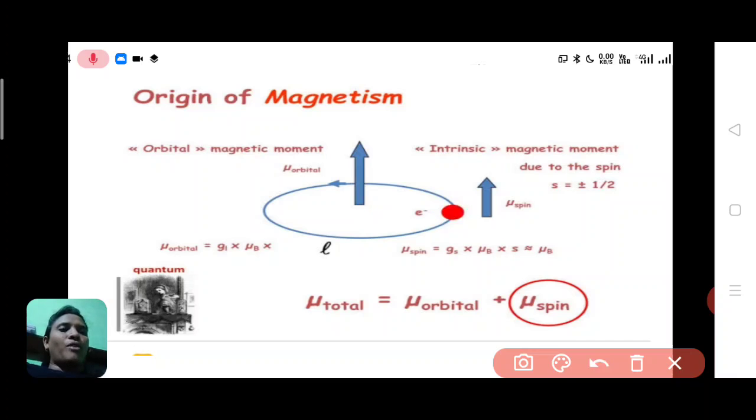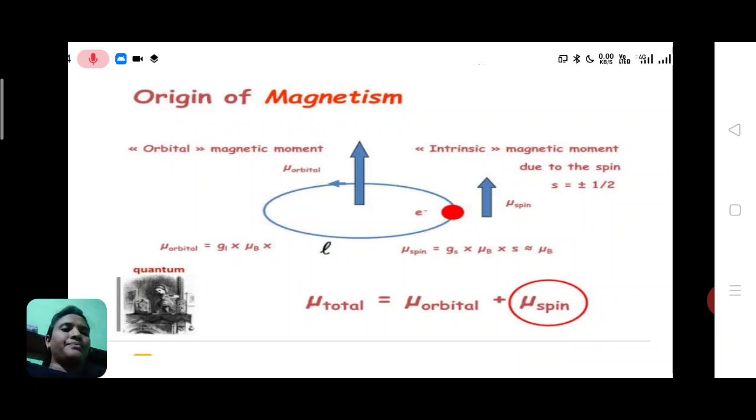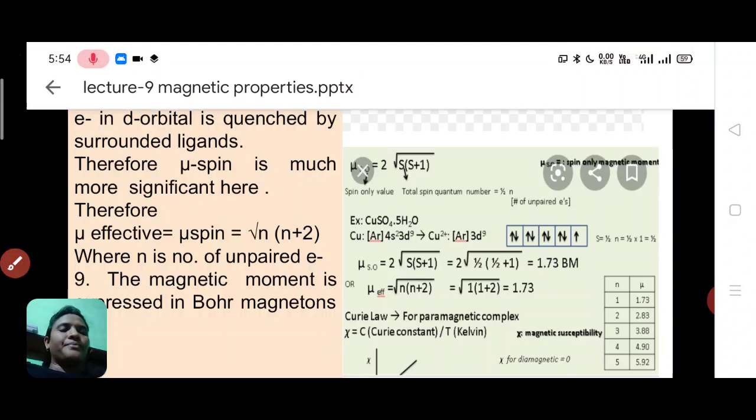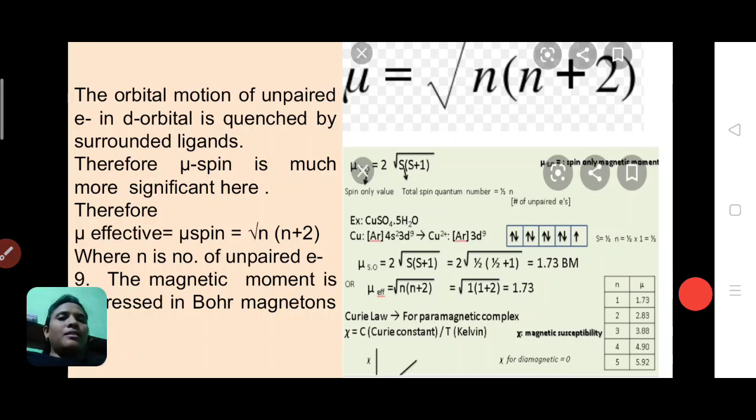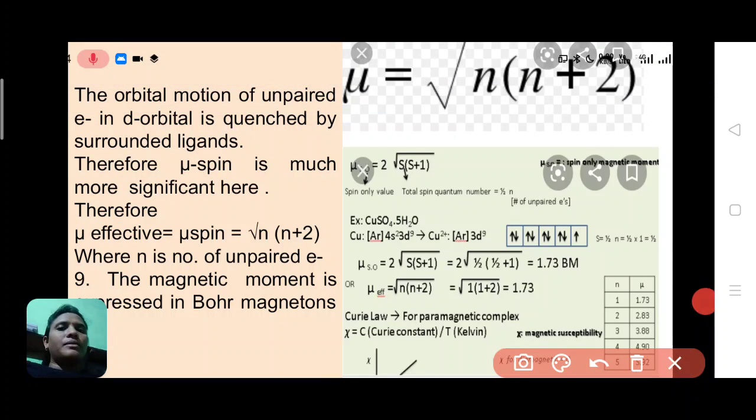This is a part of quantum mechanics. Okay, so this is the origin of magnetism of any atom, due to the spin motion of electron and orbital motion of electron. Now next, see the orbital motion of unpaired electron in d orbital is squeezed by surrounding electrons.